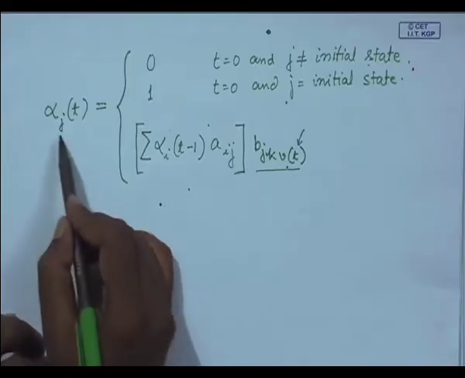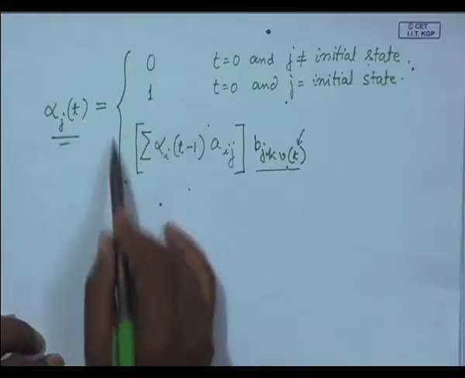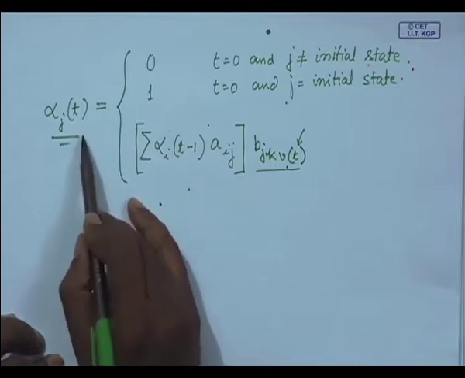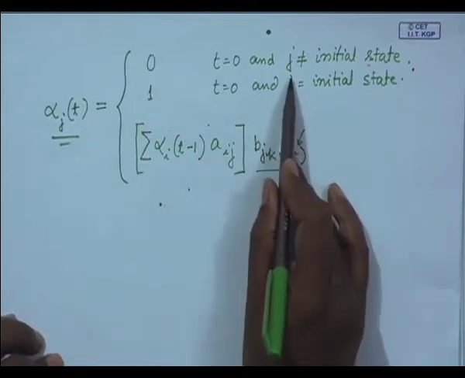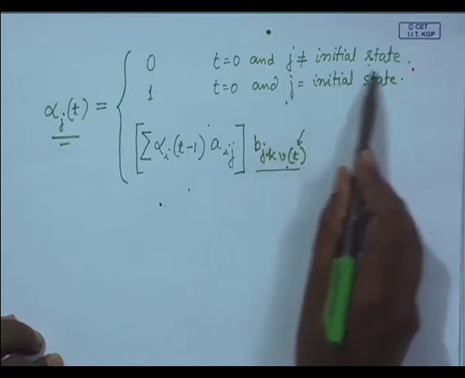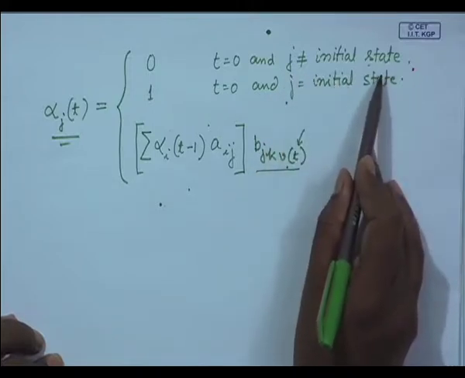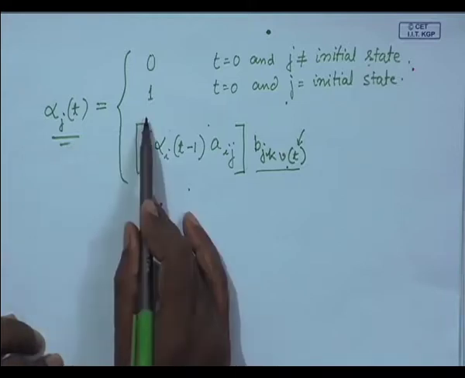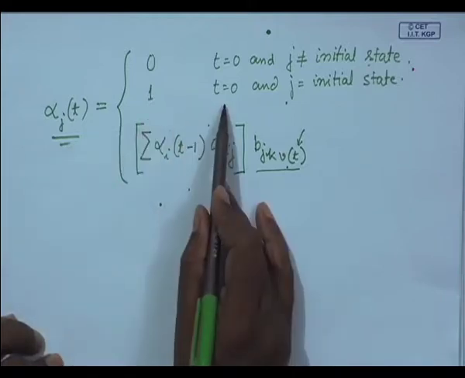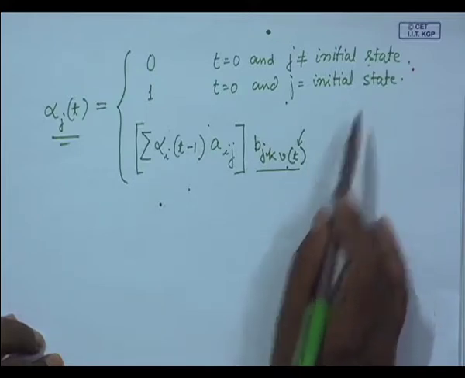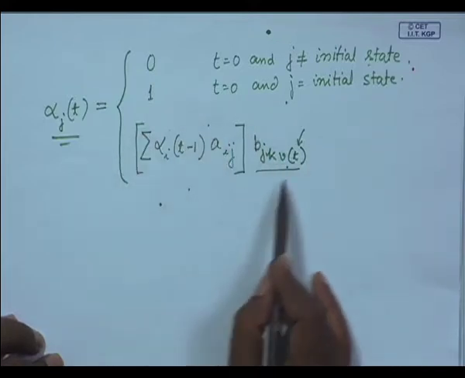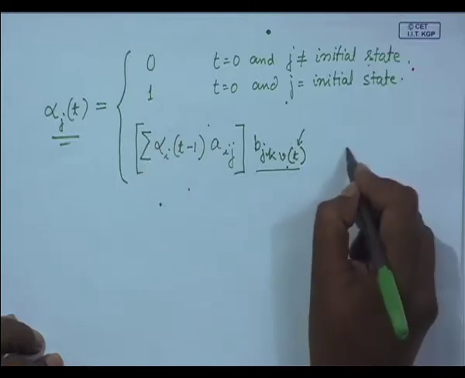And the definition of alpha j t is like this: alpha j t will be equal to 0 if t equals 0 and omega j is not an initial state, and alpha j t will be equal to 1 if t equals 0 and omega j is an initial state. Otherwise, it will be defined like this. So, this will be otherwise.